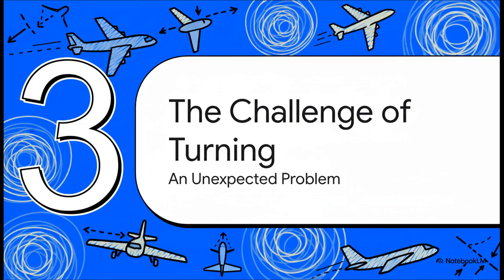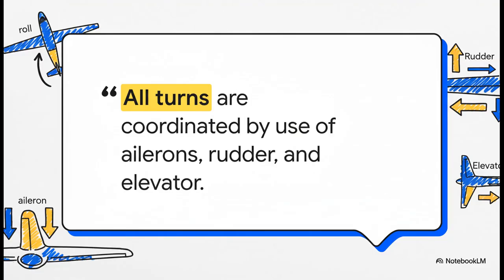Okay, so it sounds pretty simple, right? You want to turn, you use the ailerons to roll into a bank, maybe use the elevator a bit to hold your altitude, and you're turning. But this is aviation, and in aviation, there's almost always a little plot twist. See, here's the thing.